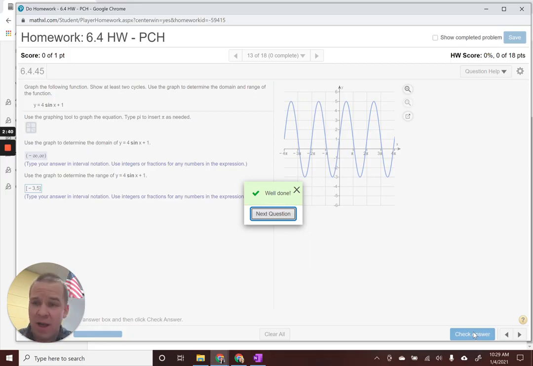Well, there you go. That's how we're going to graph it and do a couple of those follow-up questions for domain and range.